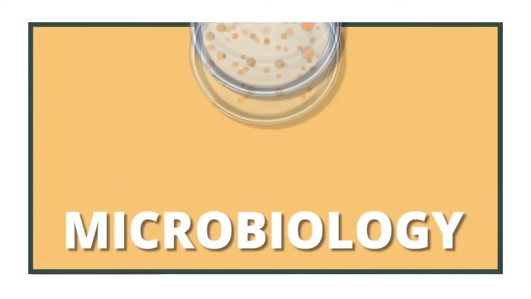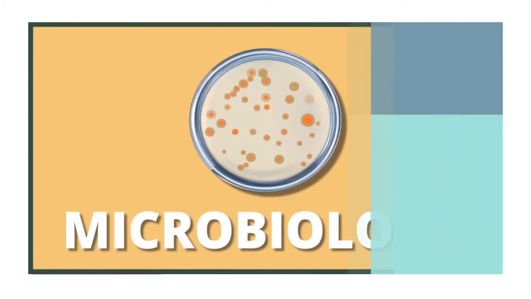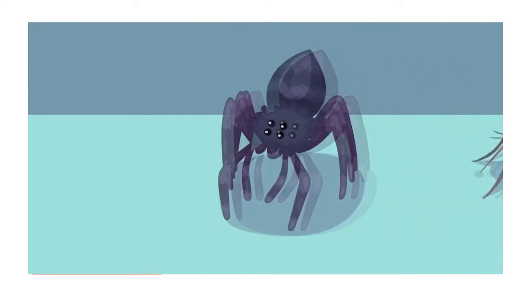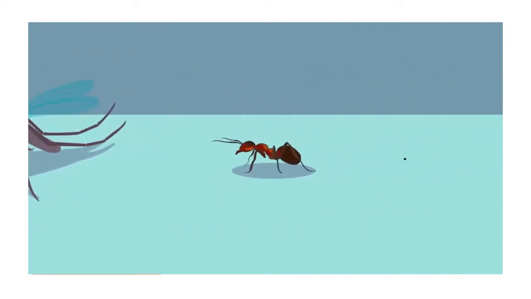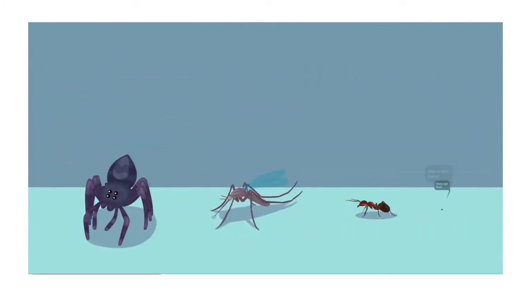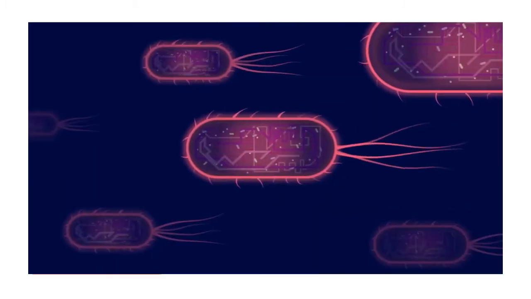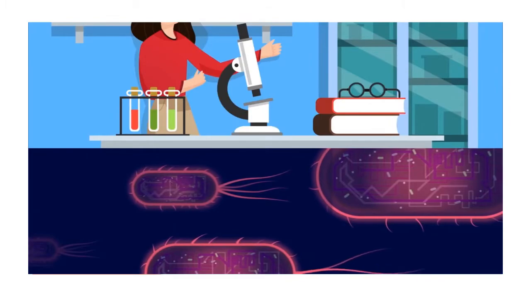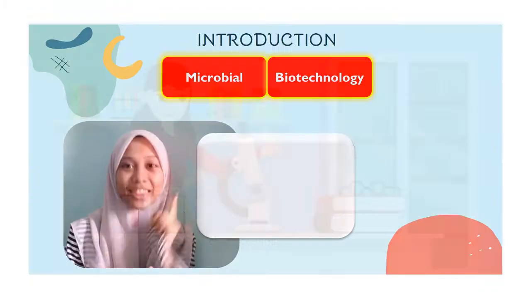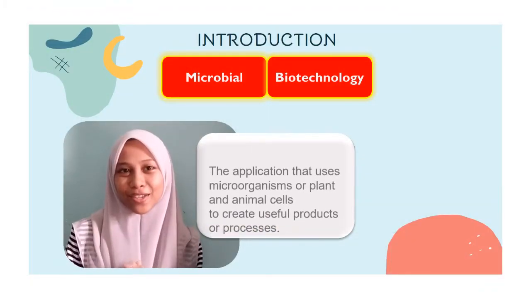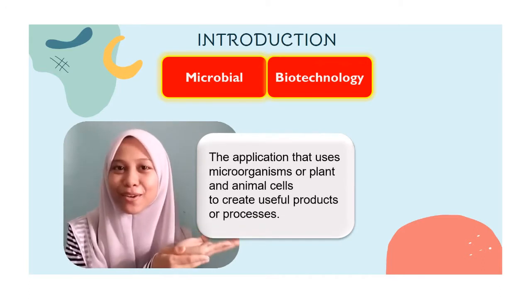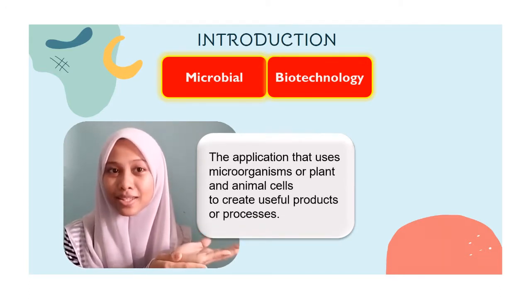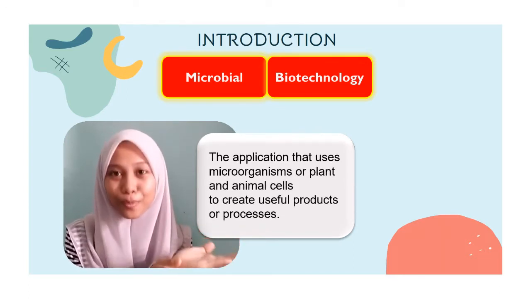While microbiology is the study of tiny living things. These tiny living things are much smaller than a spider, mosquito or ant. They are so small that they can only be viewed through a microscope. Therefore, microbial biotechnology is the application that uses microorganisms or plant and animal cells to create useful products or processes.